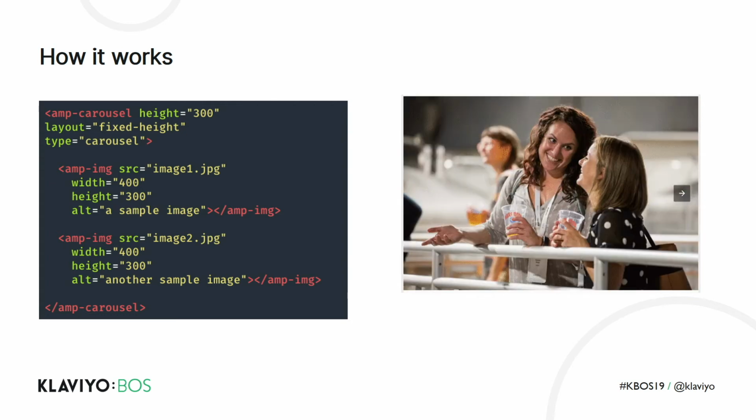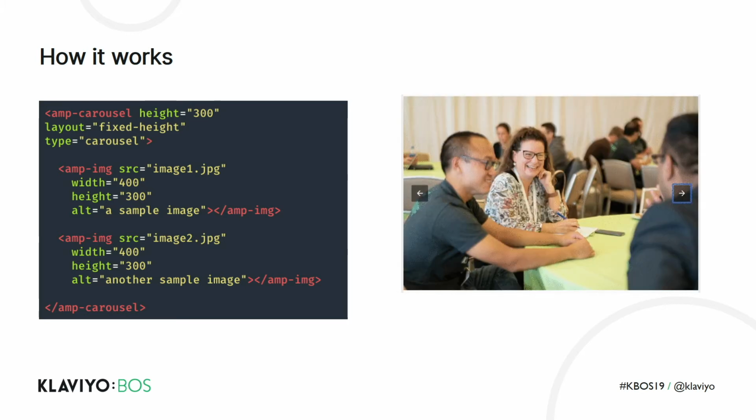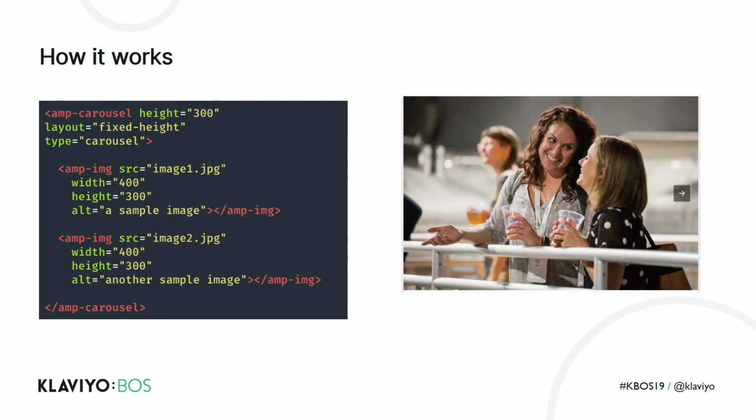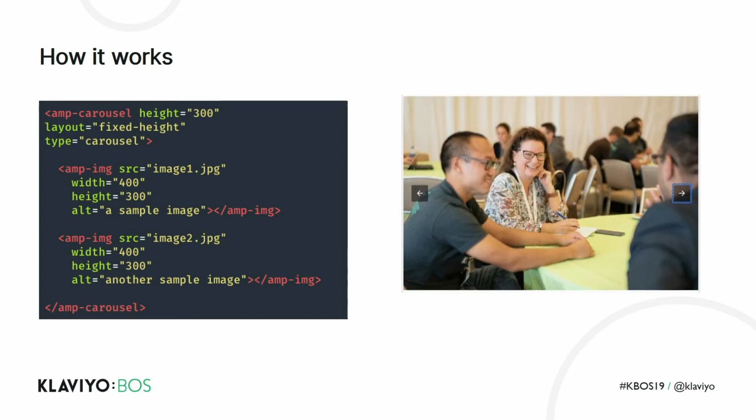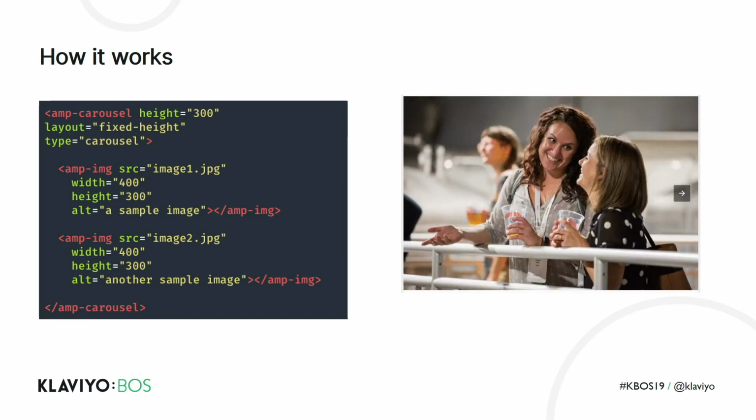And what's nice about this is that AMP actually handles a lot of the difficult behavior for you. So for example, AMP automatically adds those arrow keys that you see on the left and right of the carousel. It also handles swiping and layout on mobile, so you don't have to worry about that. It can also have things like looping and auto-scrolling.